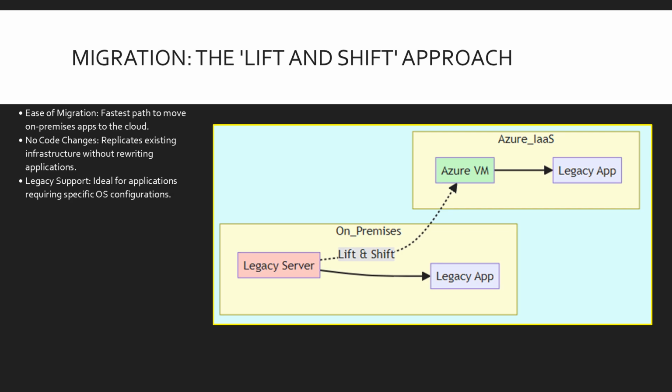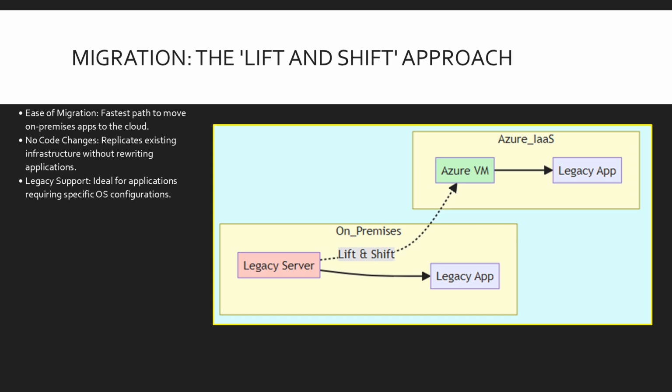IaaS is often the preferred choice for migration strategies known as lift and shift. Because IaaS VMs function like physical servers, you can migrate applications from on-premises data centers to the cloud with minimal or no code changes. This is the fastest migration path because you are simply replicating your existing infrastructure in a cloud environment. It is particularly useful for legacy applications that depend on specific operating system versions or configurations that PaaS offerings might not support.